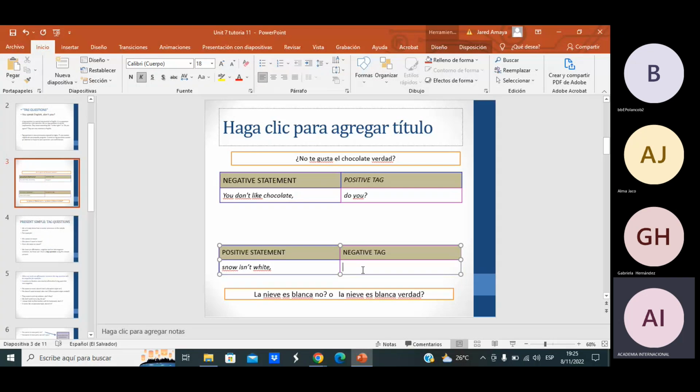¿Cómo? What do you think in this part? How would you make this part? ¿Cómo harían esta parte? Alguna idea que se le venga. Snow isn't white. Fijémonos cómo estaba anteriormente, veamos. Miren cómo estaba anteriormente aquí. Ahora, ya que aquí está negativa, ¿qué le voy a cambiar aquí? ¿Aquí qué voy a cambiar o qué voy a quitar? ¿Qué consideran ustedes? ¿Qué voy a quitar o voy a cambiar? Aquí.